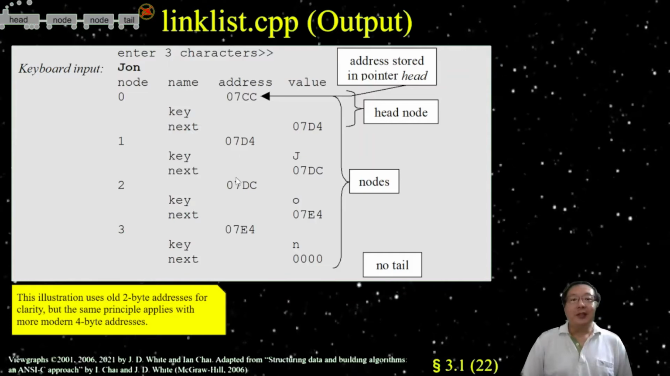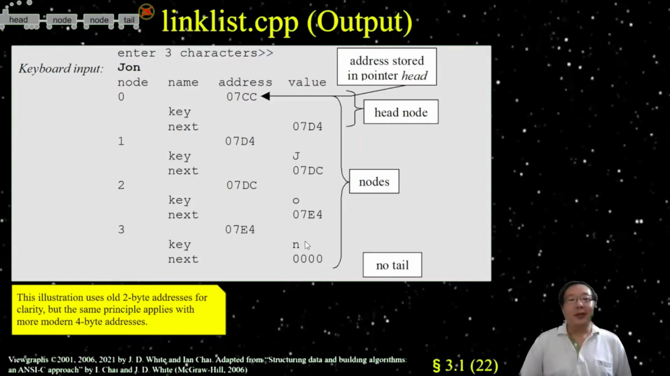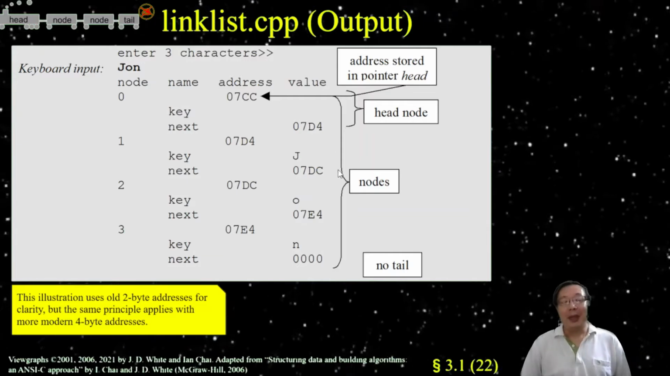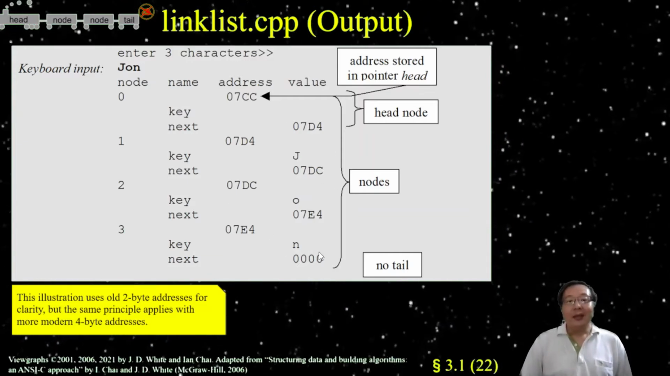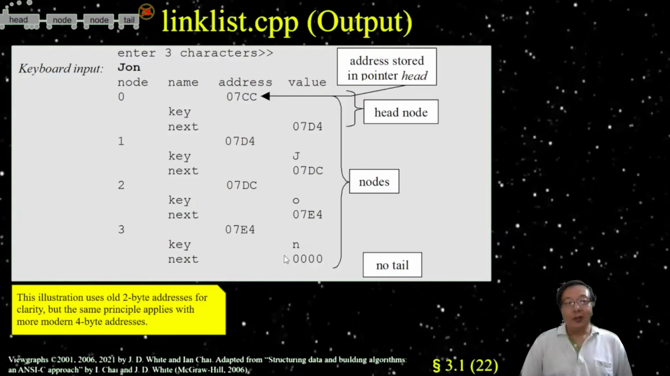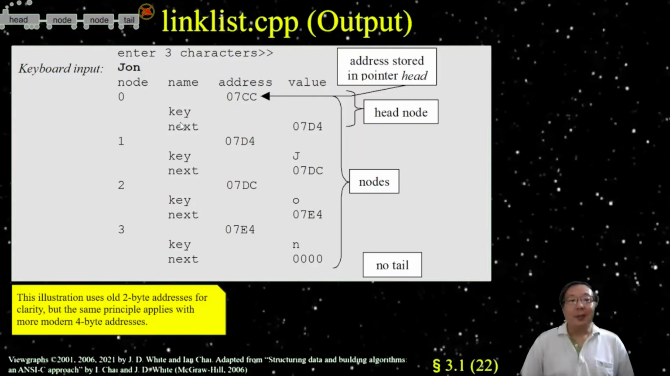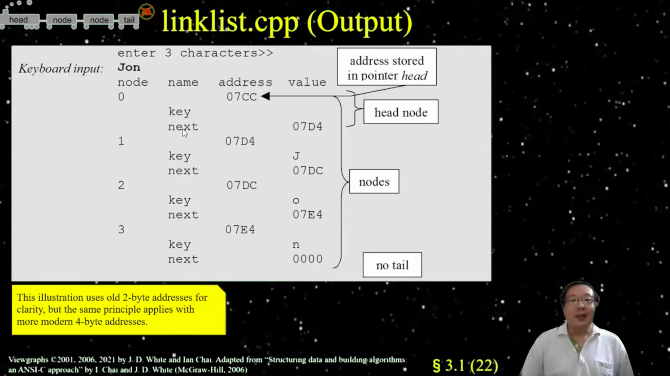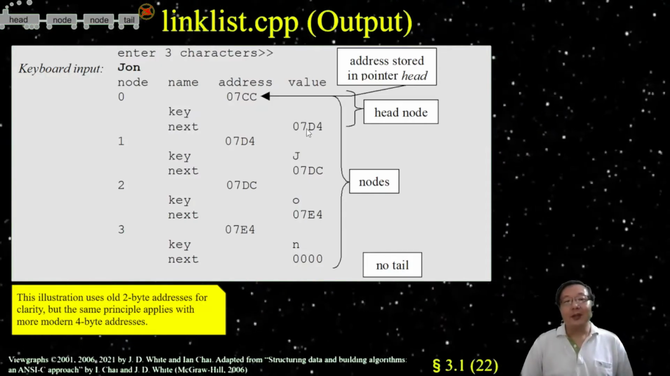The positions of these nodes may be contiguous or not contiguous. It doesn't matter. They can be anywhere in memory. And the last one will be null, so that it tells you this is the end of the list. That means that the first node is here at 07cc. Where can I find the next node? I can find it at 07d4.